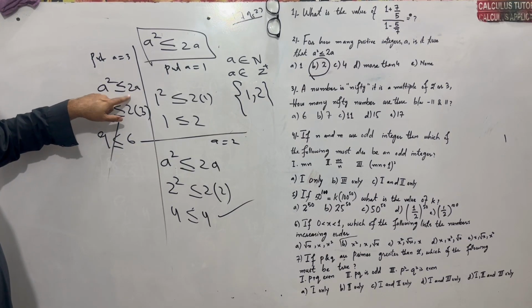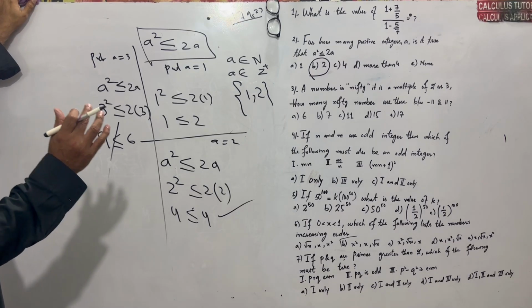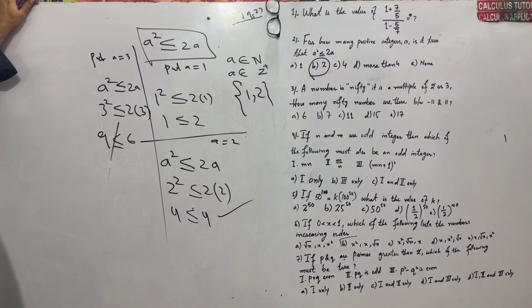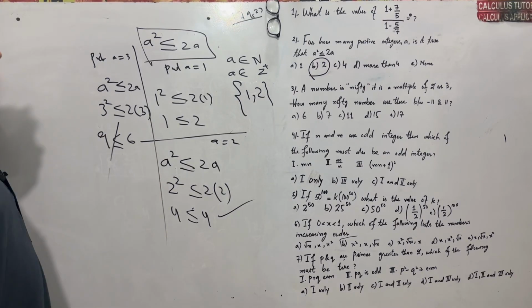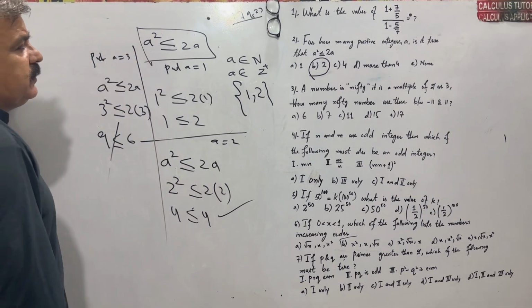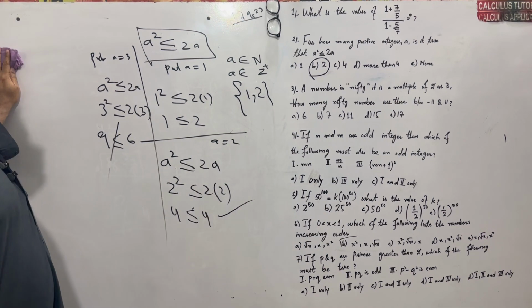16 is less than or equal to that? No, it is not valid. Only for two numbers it is valid. For positive integers 1 and 2, this inequality is valid. It is also valid for 0, but we are restricted to take positive integers.